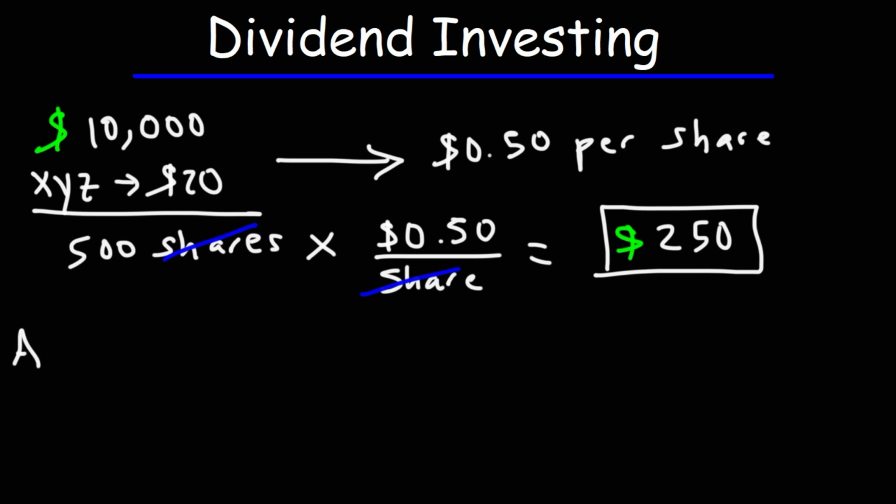Now, on an annual basis, since there's 4 quarters in a year, if you receive 4 of these payments in a whole year, on an annual basis, you're receiving $1,000 in dividends per year. So that's how you can calculate how much your dividend checks will be if you know how many shares you own.